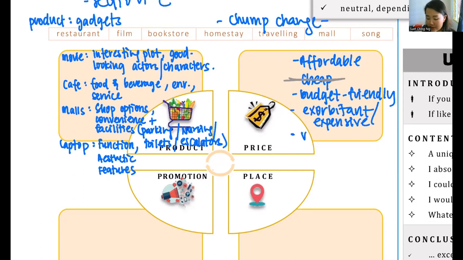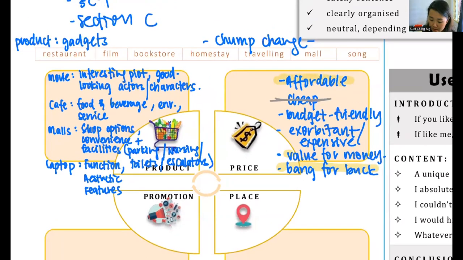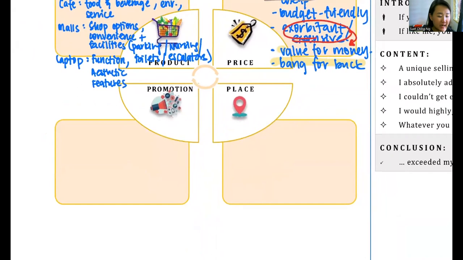Or sometimes I like to use the word value for money. It's worth your money. It is bang for buck. So instead of cheap, you could use these words. You could use bang for buck, okay? Or affordable. If you want to say expensive, I would actually suggest that you use bang for buck. Like, yes, a bit expensive, but I still want to encourage you to buy it. Then you can use value for money. Now, promotion, what can I say?